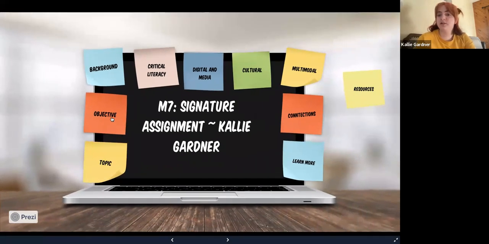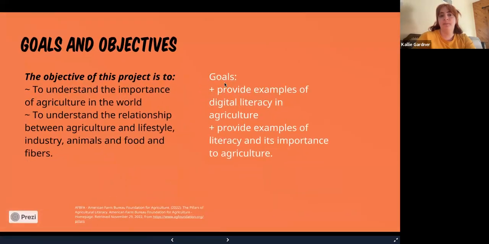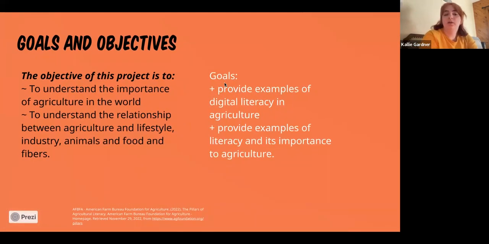Next, we'll go to objectives and goals for this workshop. The objectives of this project are to, 1, understand the importance of agriculture in the world, just a basic overview. 2, to understand the relationship between agriculture and lifestyle industry, animals, and food and fibers. Other goals: to provide examples of digital literacy in agriculture. Another goal is to also provide examples of literacy and its importance to agriculture.